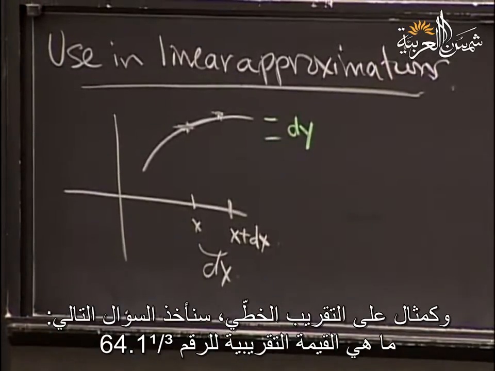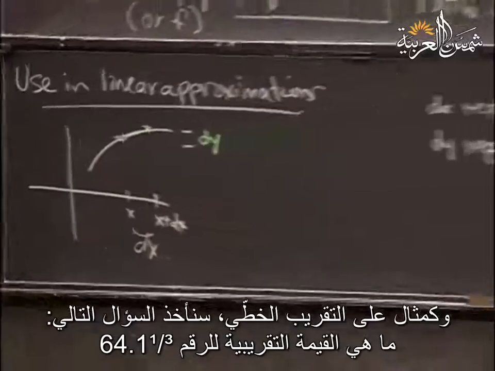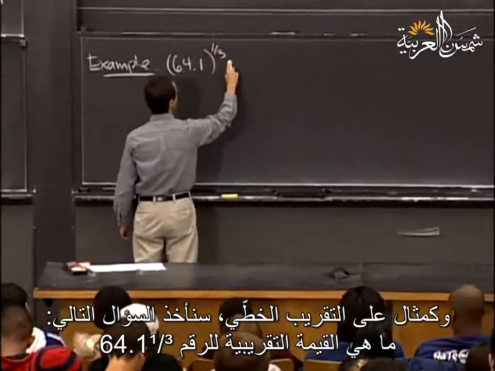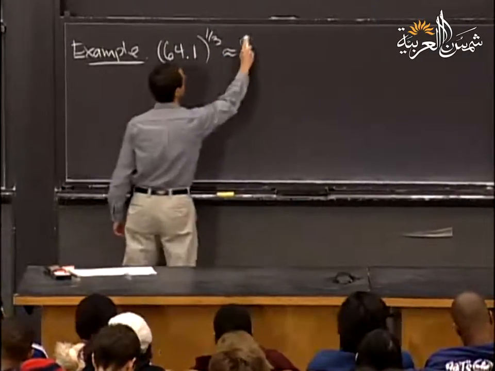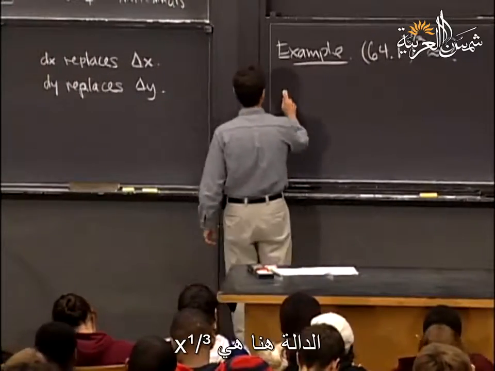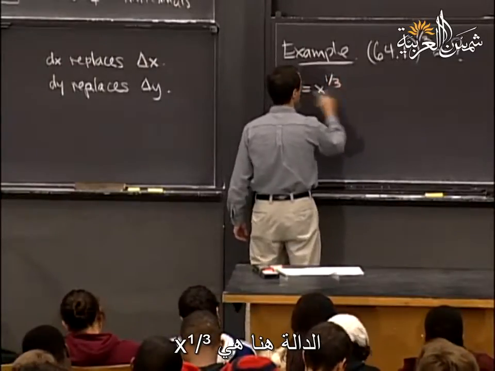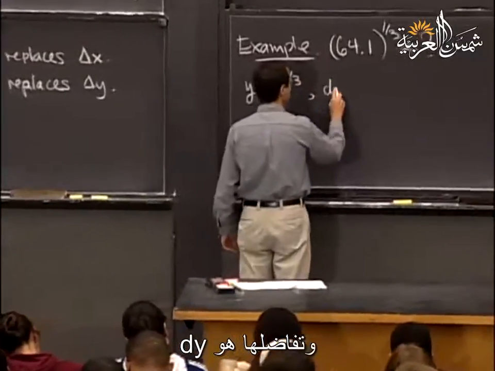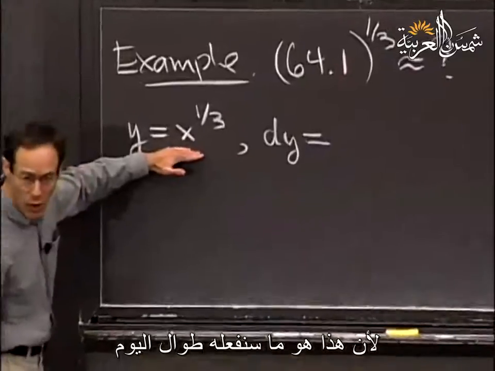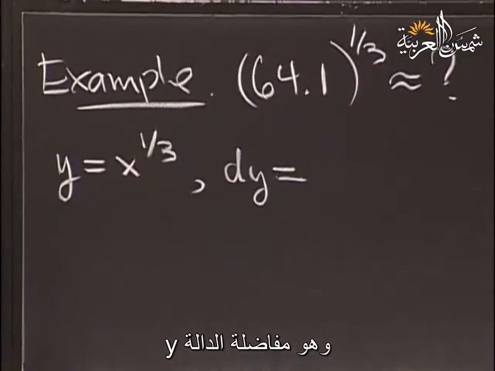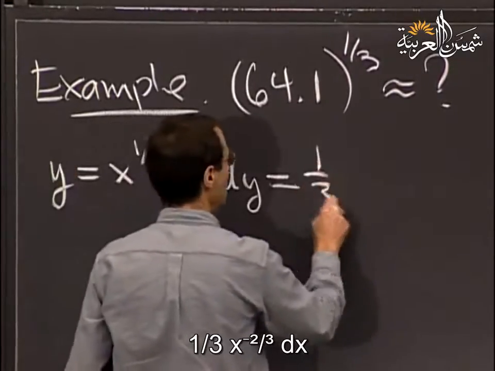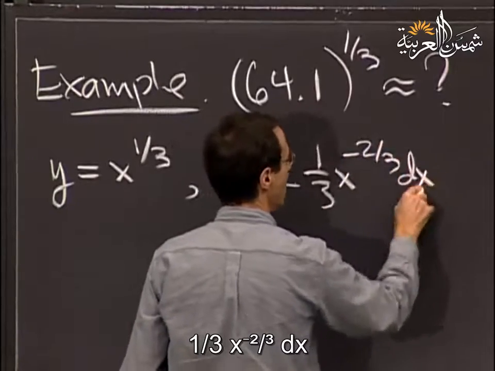So for an example of linear approximation, we'll say, what's 64.1, say, to the 1/3 power approximately equal to? Now I'm going to carry this out in this new notation here. The function involved is y equals x to the 1/3, and then its differential, dy. Now I want to use this rule to get you used to it, because this is what we're going to be doing all of today, differentiating or taking the differential of y. So that is going to be just the derivative. That's 1/3 x to the minus 2/3 dx.